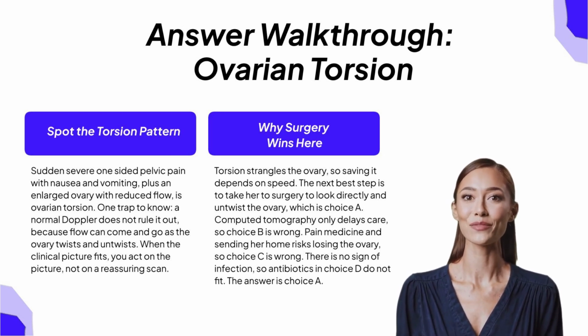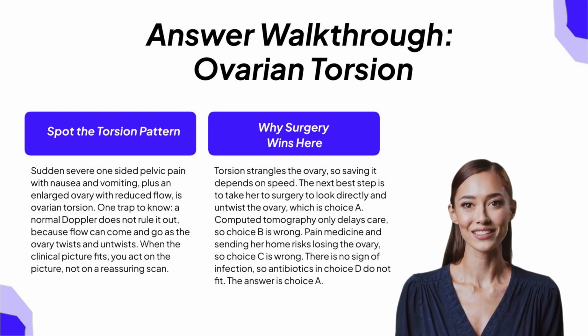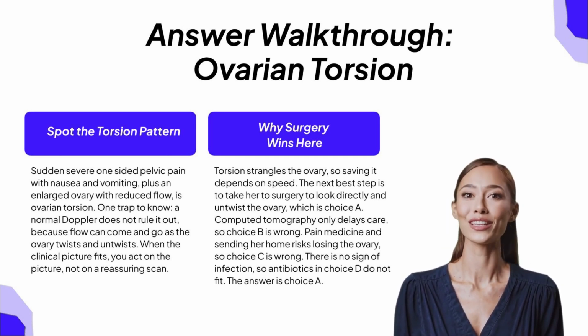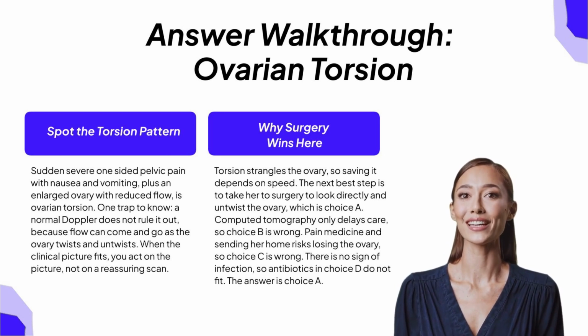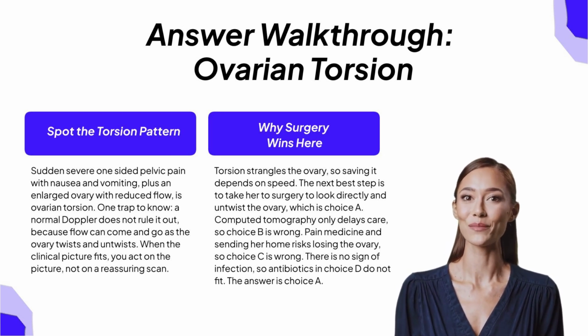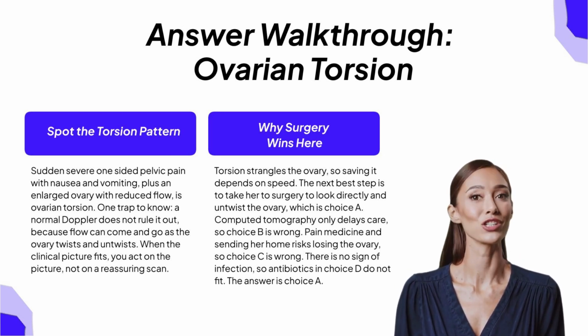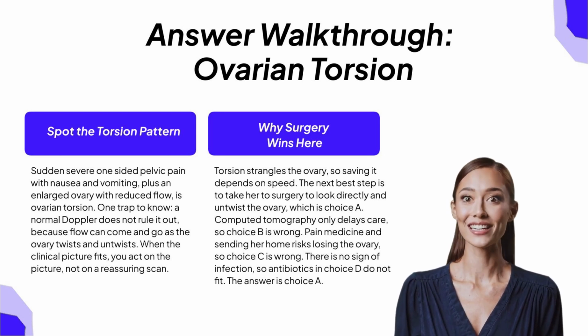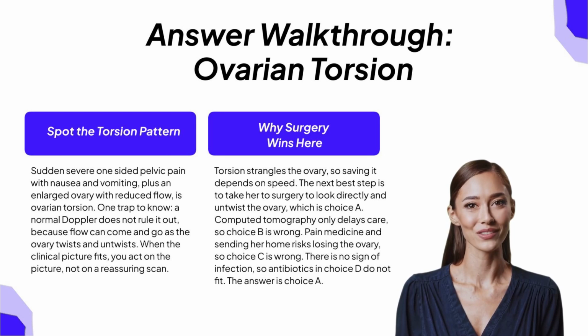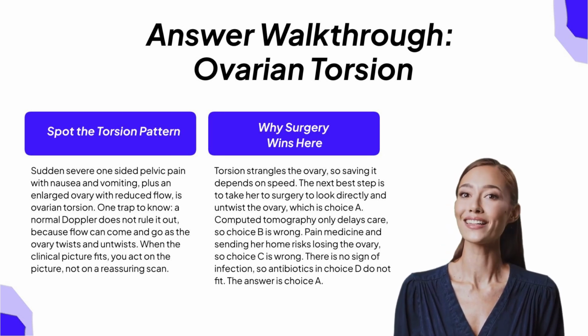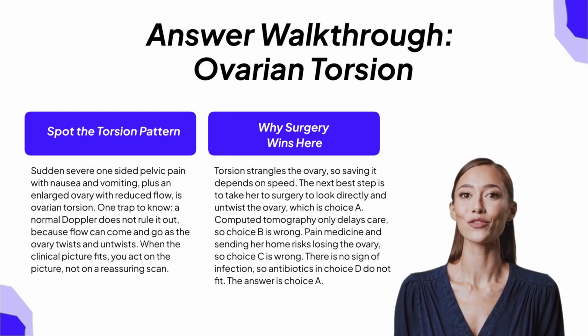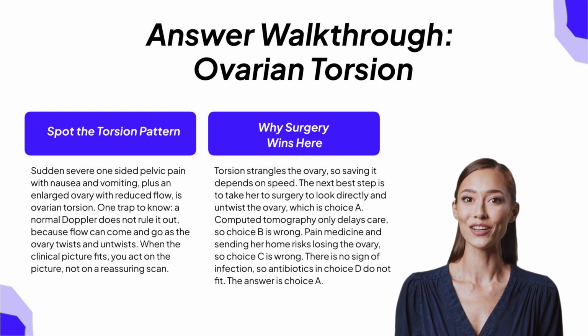Choice B, computed tomography, only adds delay and does not change what you already suspect. Choice C, pain medicine and outpatient follow-up, risks losing the ovary while she waits. Choice D, antibiotics, treats an infection that simply is not in this stem, since she has no fever and no signs of pelvic infection. The answer is choice A, and the lesson is that a normal Doppler does not save you from operating when torsion is the clinical picture.